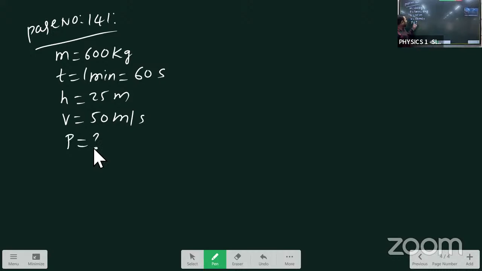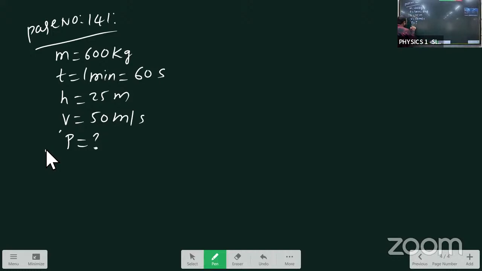Again, I am repeating. This question is from the Board of Intermediate, Telangana, Telugu Academy book, students. Mass of the water 600 kg and time 60 seconds. What is the depth of the motor? 25 meter. And the ejected speed of water is 50 meter per second. What is the power of motor?